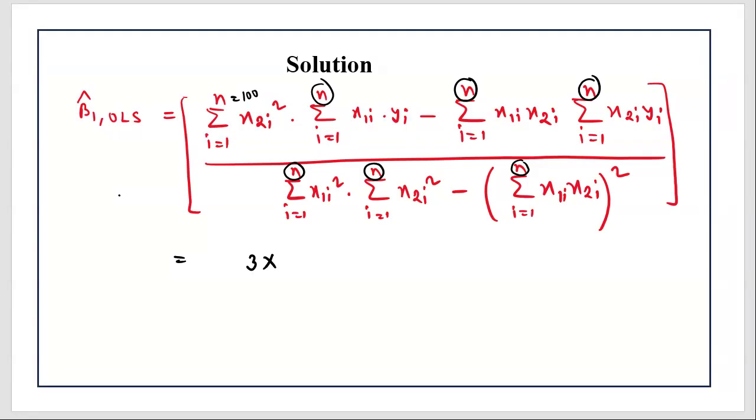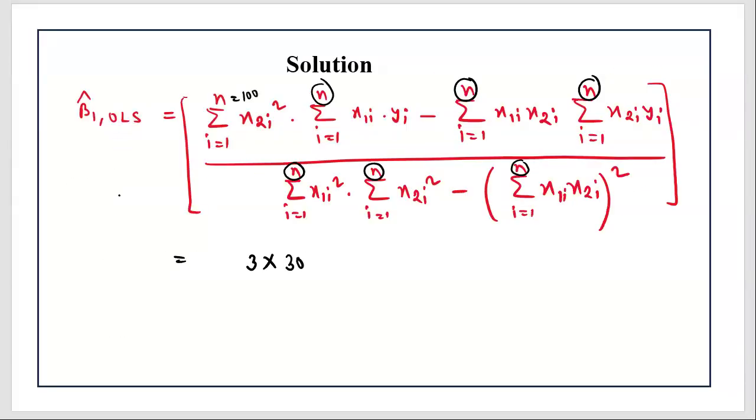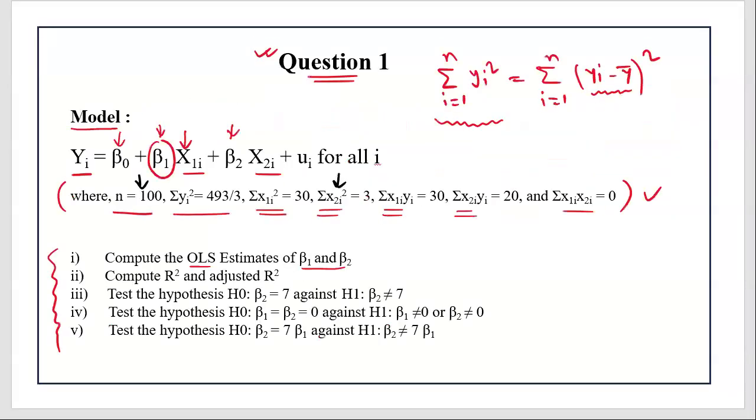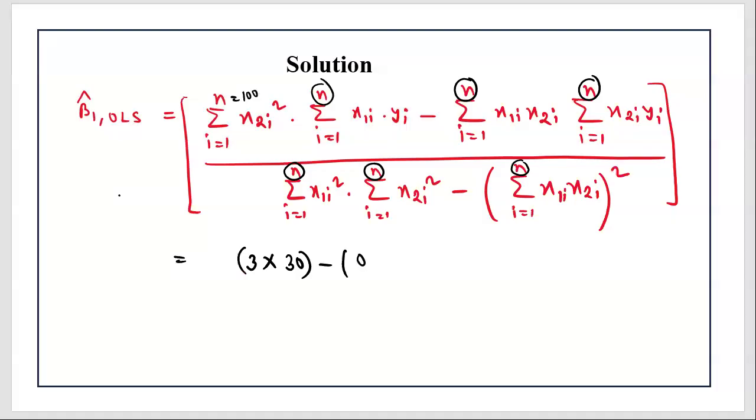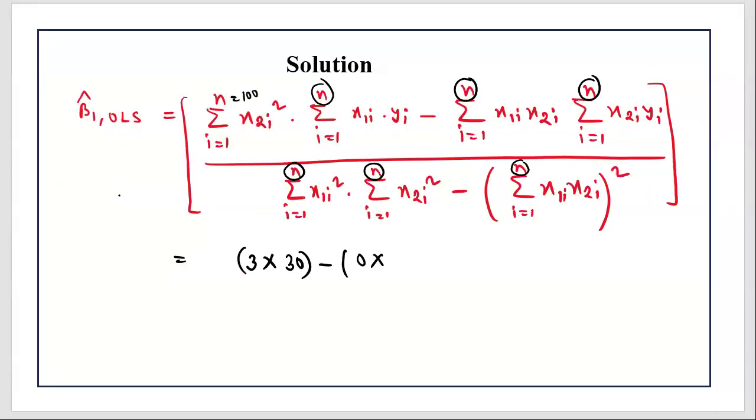What is summation x1i yi? x1i yi is simply 30. Then you have minus x1i x2i. This will be simply 0. And then you have x2i yi, which will be simply 20. So this is the numerator, and what will be the denominator? x1i square into this, minus this thing is again 0. So 0 whole square is again 0.